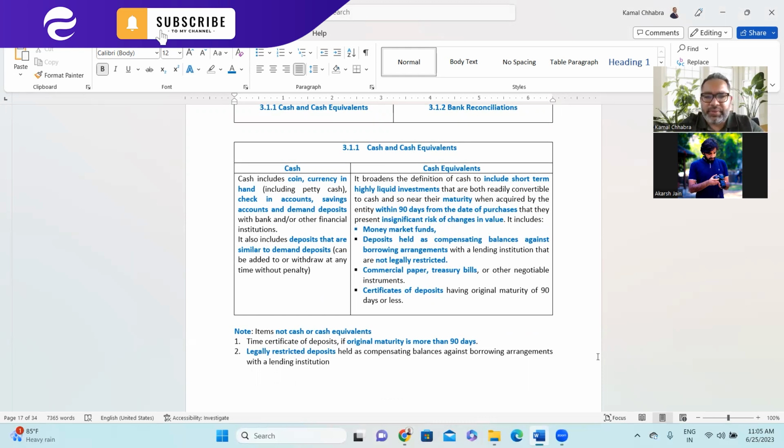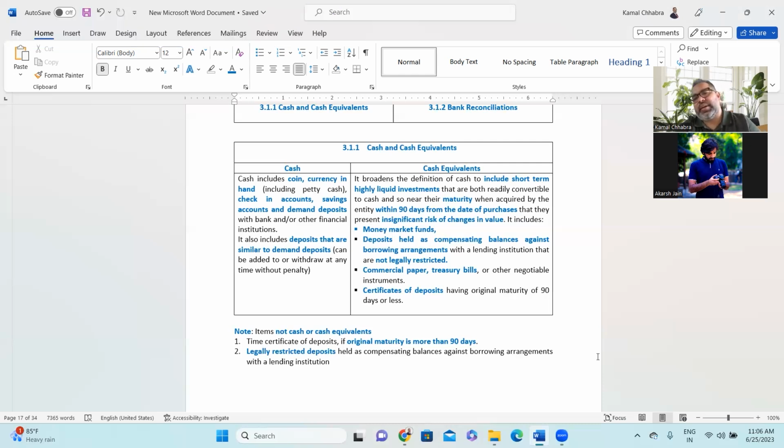So checking account, savings account, demand deposit with a bank and other financial institution, it all comes under the cash or bank account. It also includes deposits that are similar to demand deposits and can be added to or withdrawn at any point of time without any penalty. So currency, cash in hand, checking account, savings account, demand deposit, or any deposit of similar nature comes under the cash category.